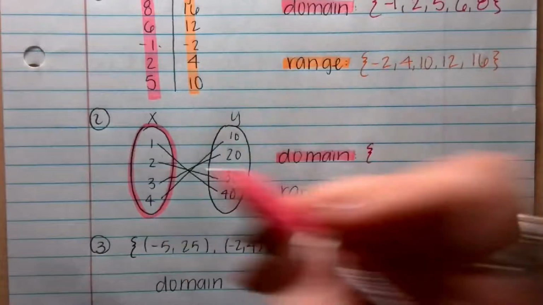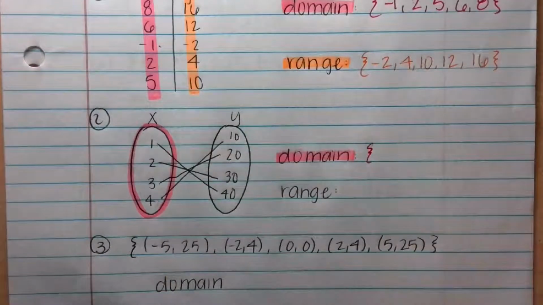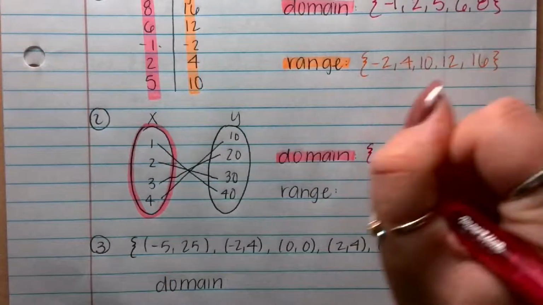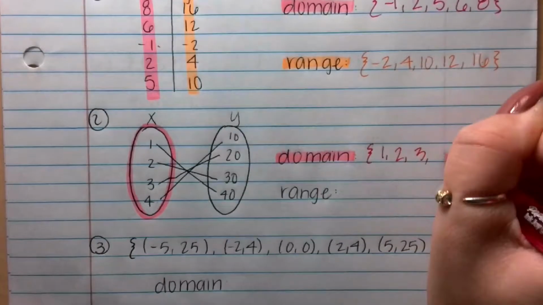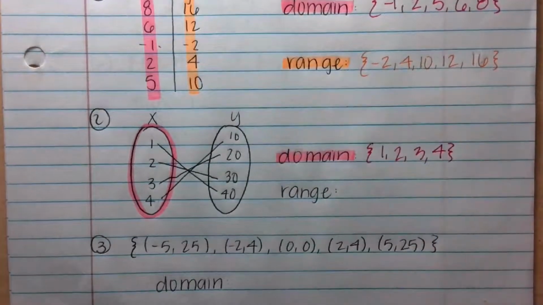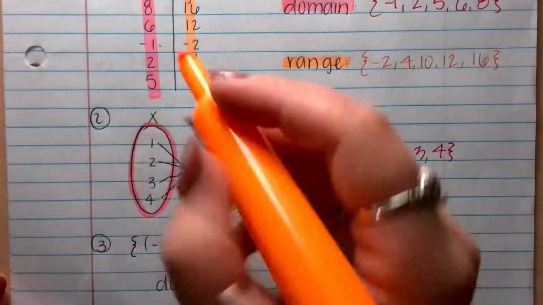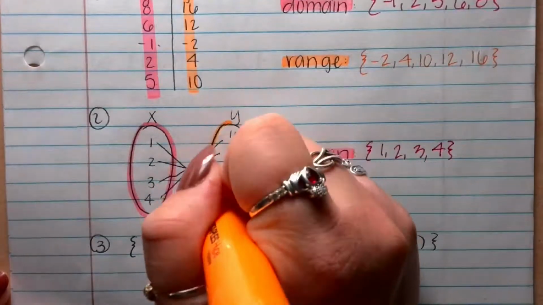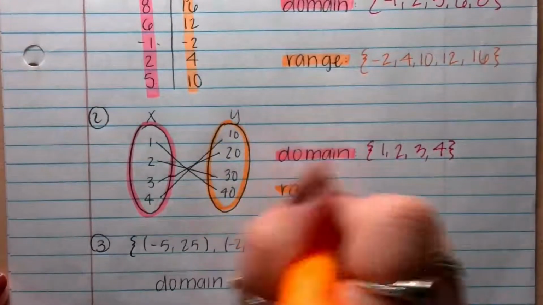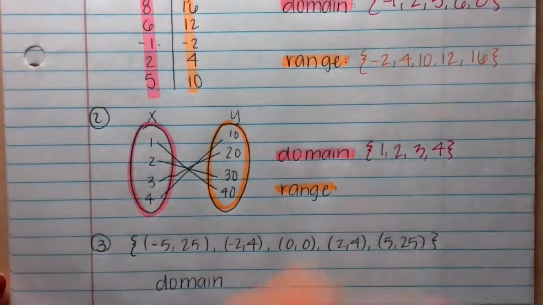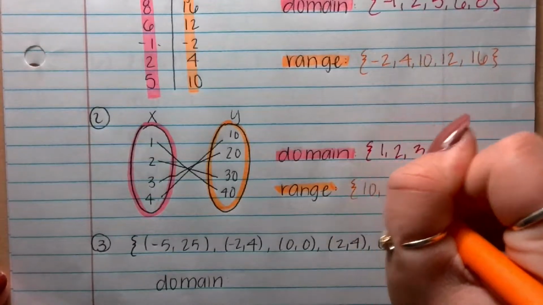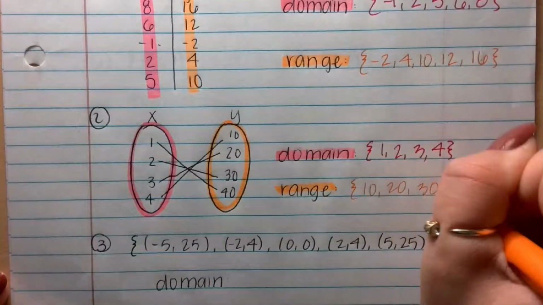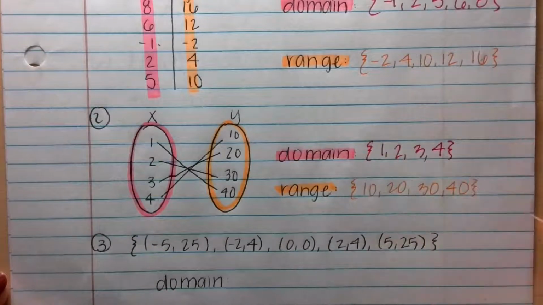And we'll write our domain. This is already written least to greatest for us, which is awesome, so we're just going to copy that down. It is just 1, 2, 3, 4. That's our domain. Now it's time for our range. Our range, again, is also already in order for us. It is 10, 20, 30, 40.